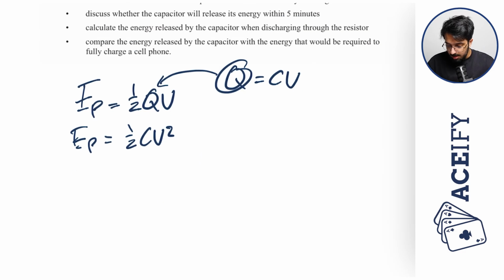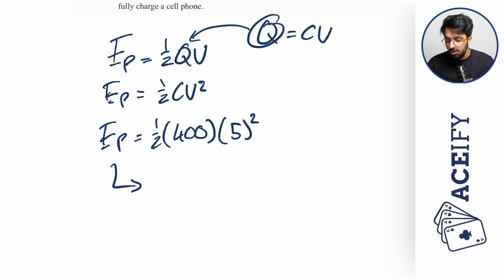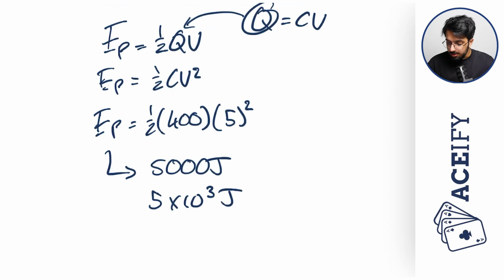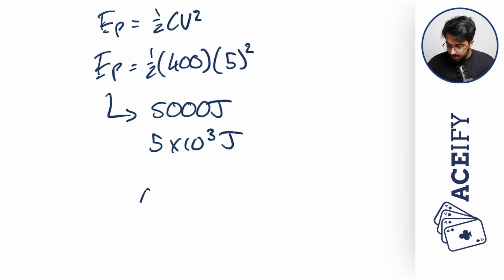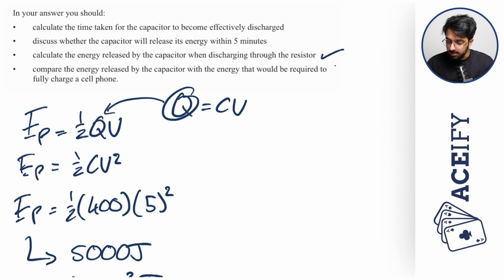And so therefore, EP is equal to half our capacitance, which is 400, times our voltage, which is 5 volts squared. This gives a potential energy of 5,000 joules. Okay, now this is equal to 5 times 10 to the 3 joules, and as you can see, we require 6 times 10 to the 5 joules, so we are way off. We do not even have enough energy within the capacitor to charge the cell phone fully. So that ticks these points off.